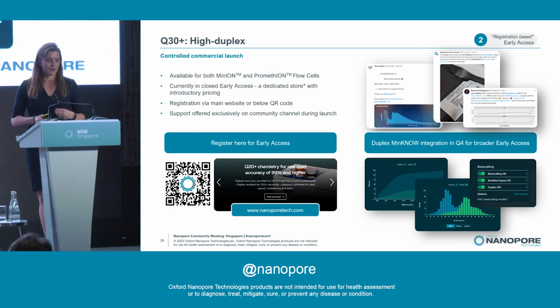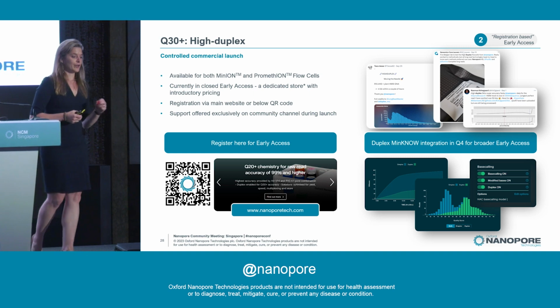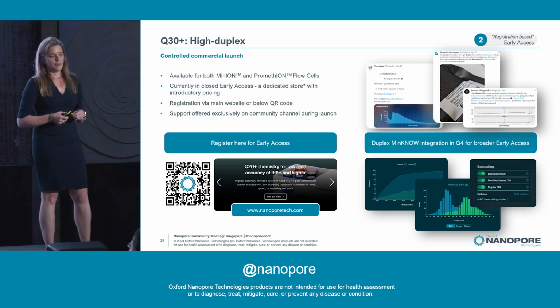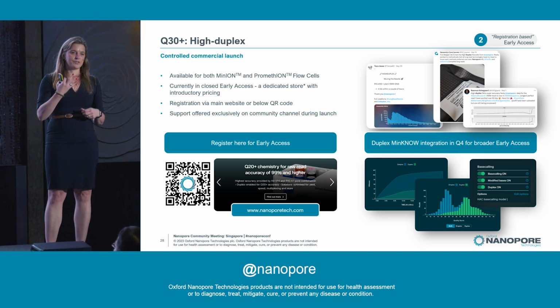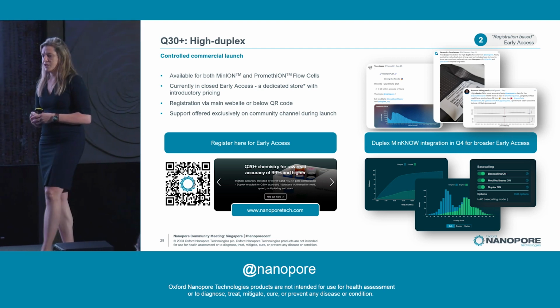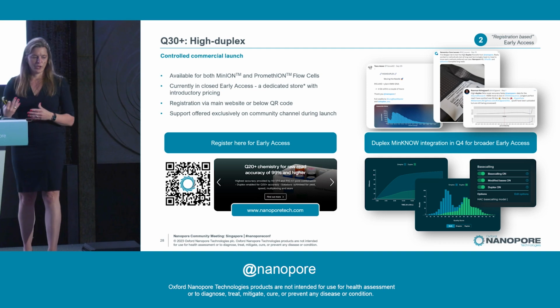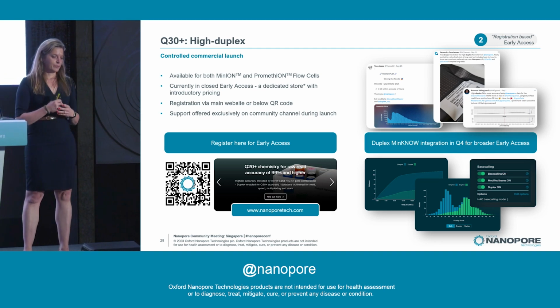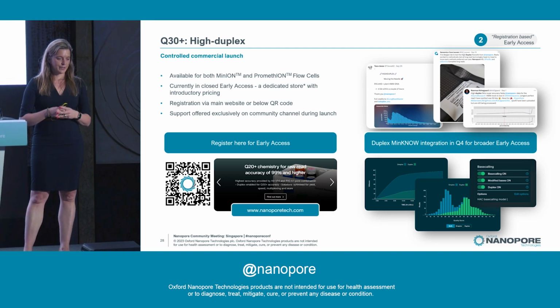And how do you get it? So high Duplex is a different flow cell, a different run condition, and so you can register for early access. We have a registration-based early access, so you need to register on the website. Once you register, we let you into an early access shop where you can get the product. And we've got it in the hands of quite a few users today.